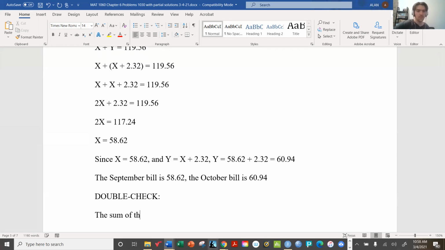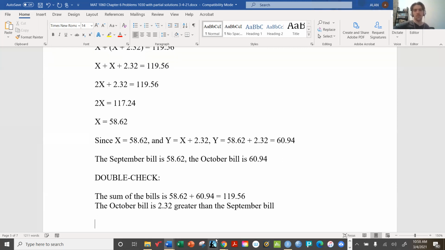Now, for the double check, the sum of the bills is 58.62 plus 60.94, which is 119.56, and the October bill is 2.32 greater than the September bill. Well, then we must have done it correctly. Okay.